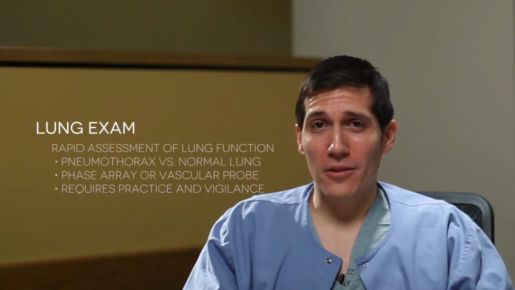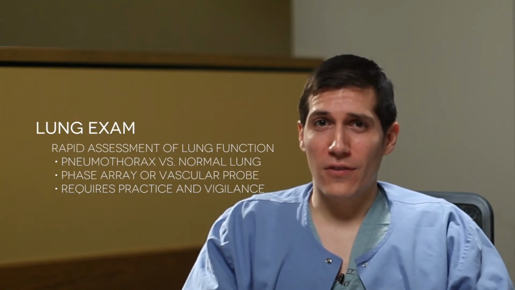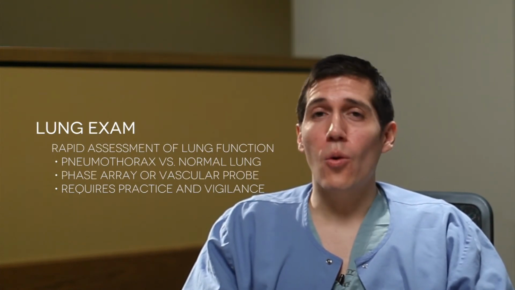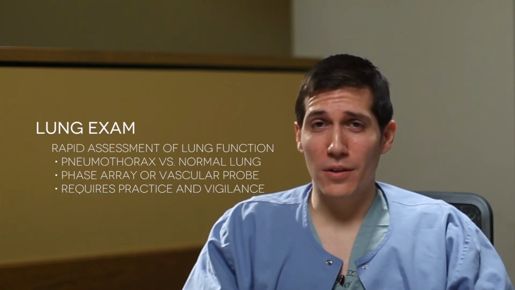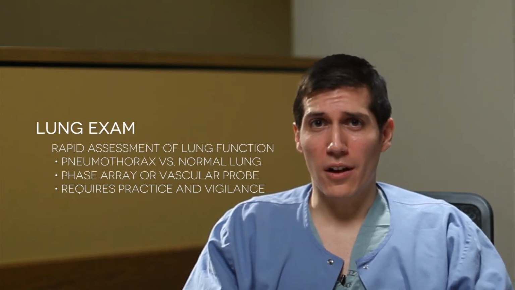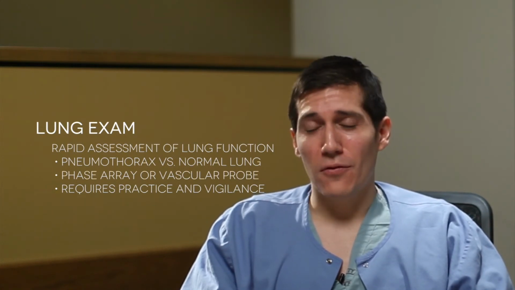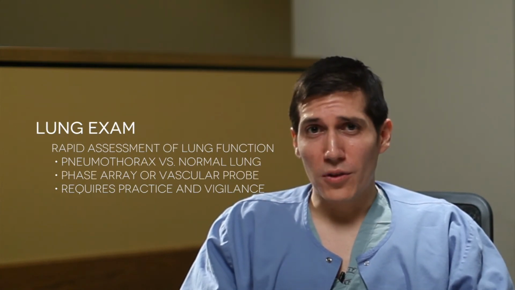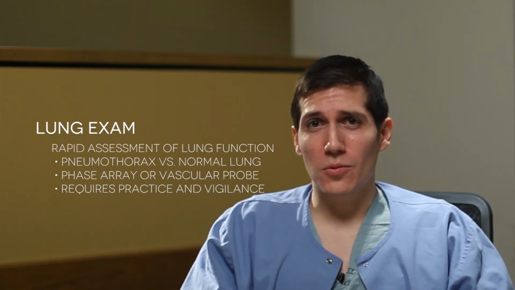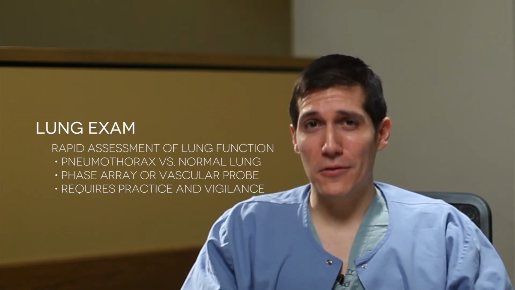Nicely done. Let's summarize what we've just discussed. We have learned how to utilize the ultrasound to assess for pneumothorax versus normal lung. We can use a phased array probe from the cardiac exam or a vascular probe, as you use with IV or central venous access, to assess for normal or pathology. I want you to remember that this requires practice and vigilance. And while you've completed this video, you're going to need to practice with someone who is skilled in this technique. And you'll be able to rapidly use it clinically after that.